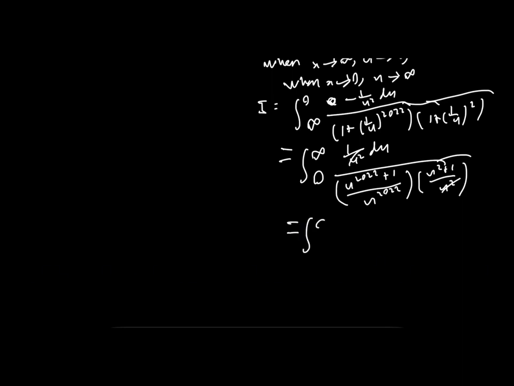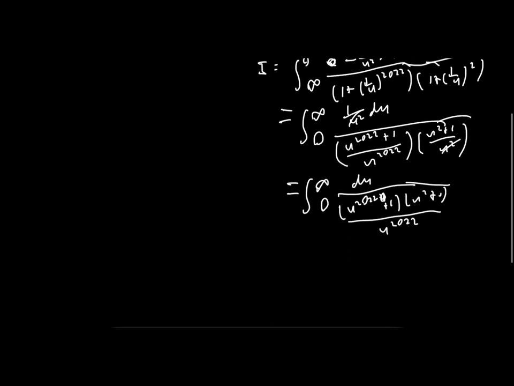So then the integral just becomes du on u squared to 2022 plus 1, u squared plus 1 on u to 2022, which equals this.